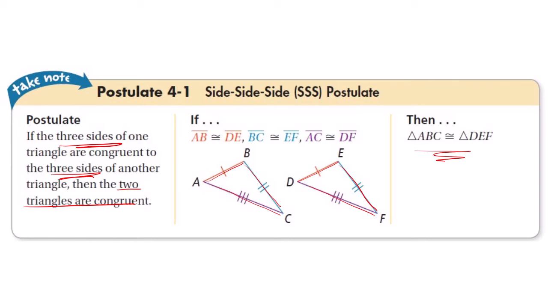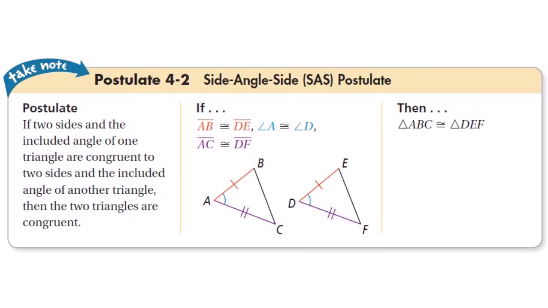So then that leads us to, once we can prove that they're congruent, then we can say, okay, well, that means angle A corresponds with angle D, so they must be congruent, and B must be congruent to E, and C, since it corresponds with F, must be congruent to F, right? So once you find the three sides are congruent, you can use that to conclude the other parts are congruent.